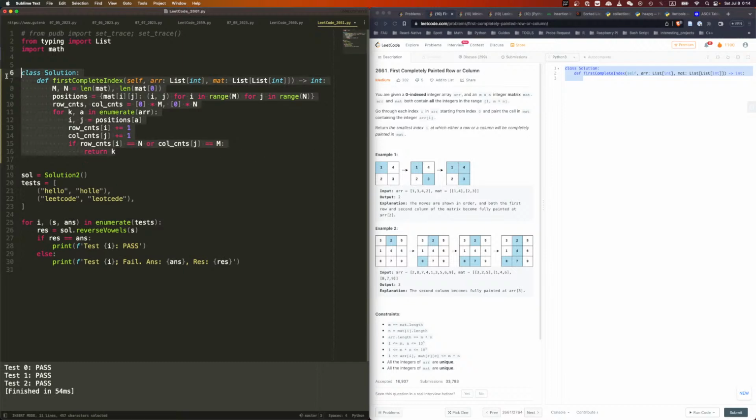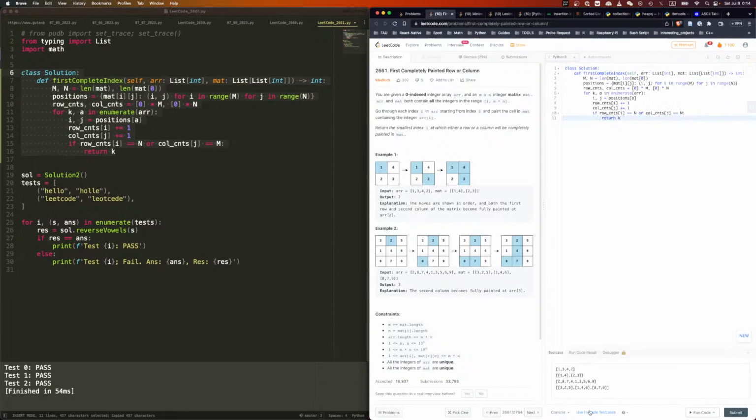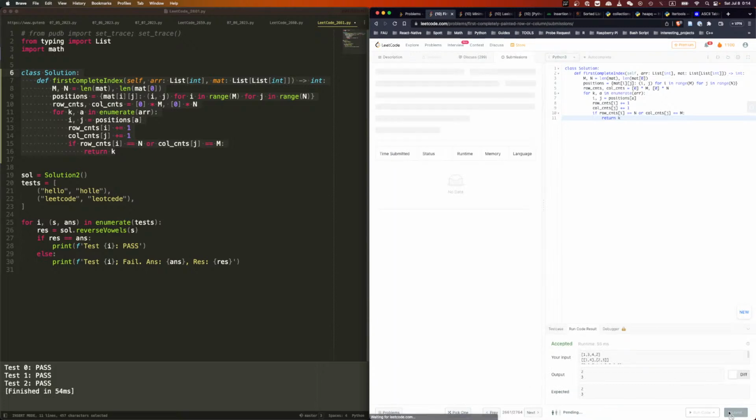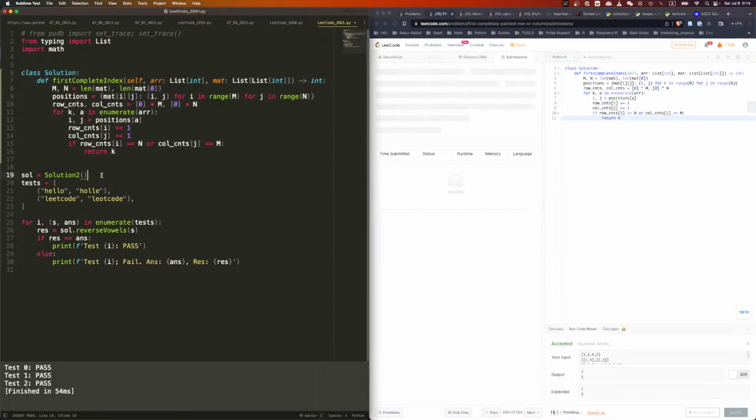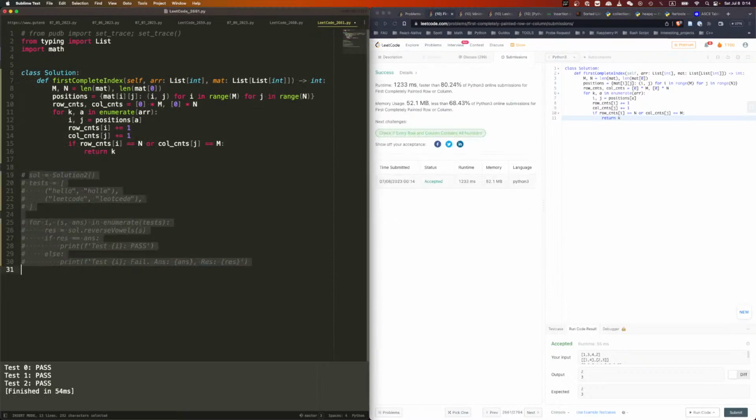Okay, let's just pull this up. Put this one here and run it. Does it work? I think so. I think it works. Didn't run any test cases. Yeah, it does work.